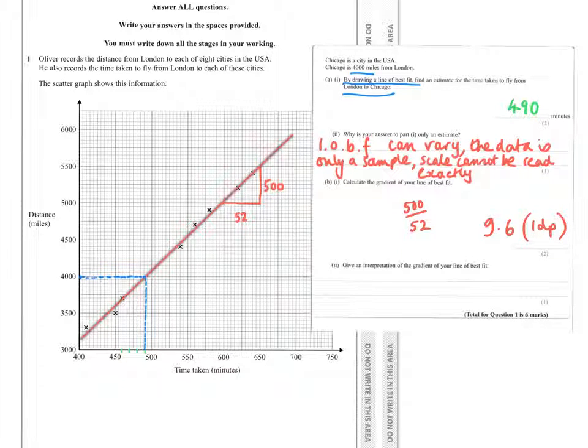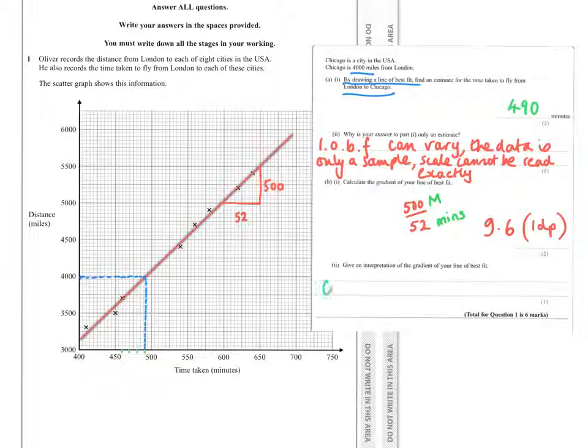It then says, give an interpretation of the gradient of your line of best fit. Well, what will that be? If you think about it, the gradient, we looked at the units here. We had miles here, so I should do that as capital M really. So miles, and then here was minutes. So what would the gradient be? Well, yep, it would be miles per minute.